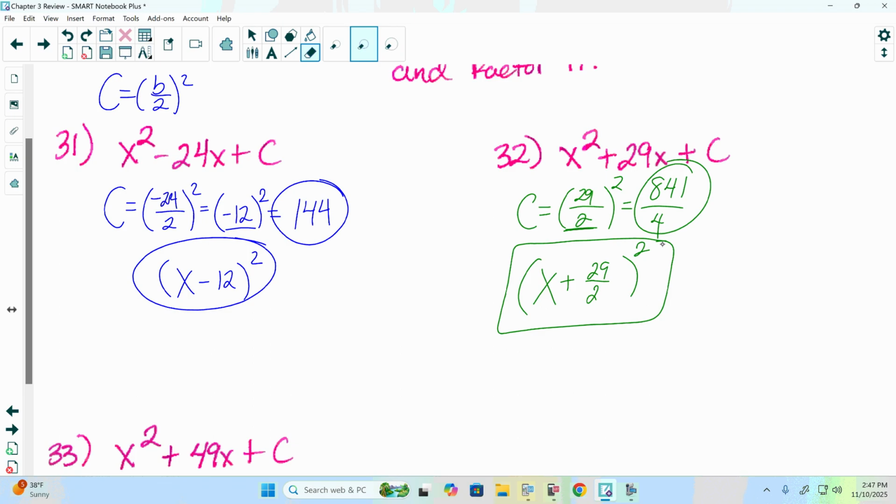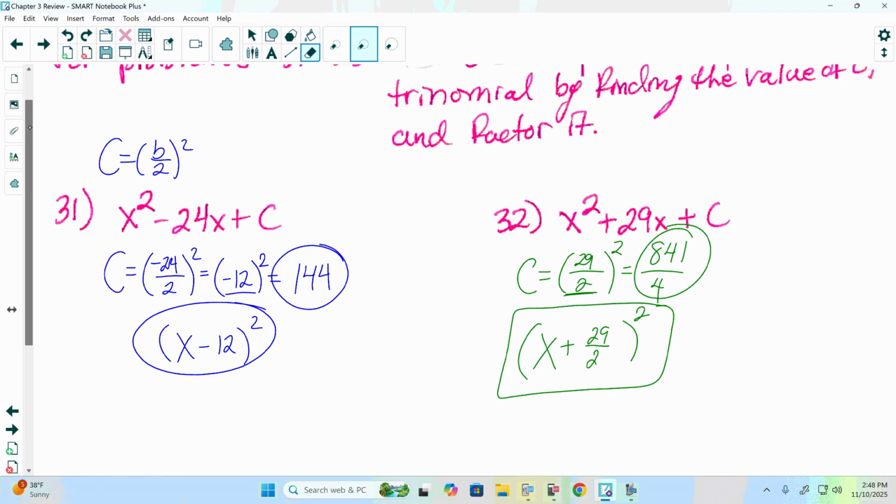Questions on this here? Questions on anything we've done so far? We good with this here? Yes? We good with finding our value of c that makes it a perfect square trinomial? Yes?